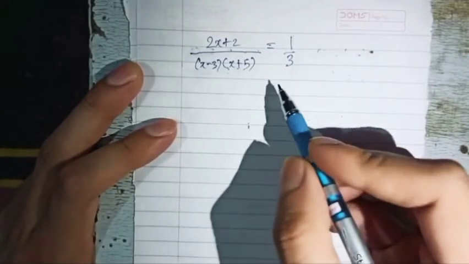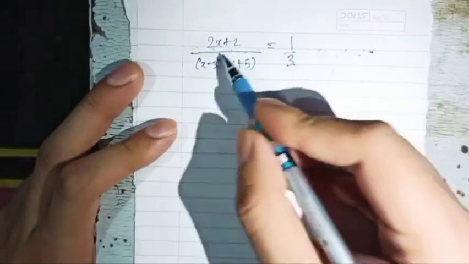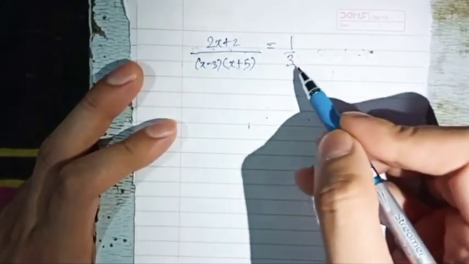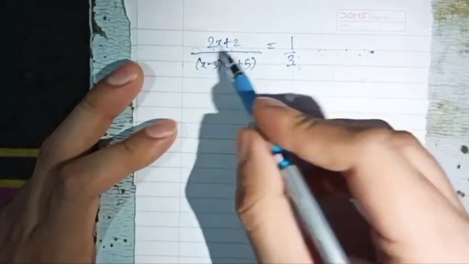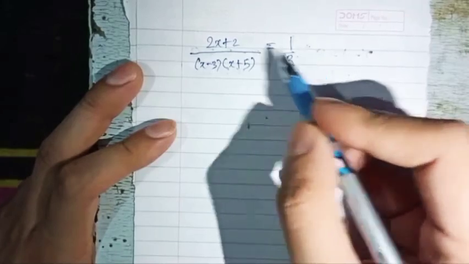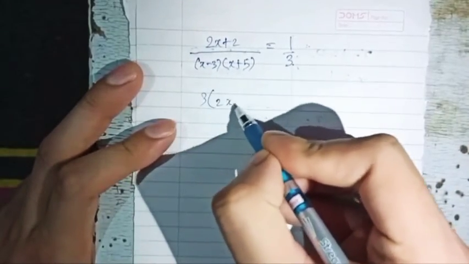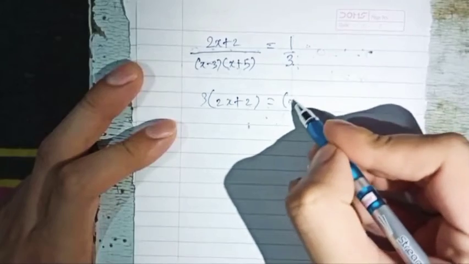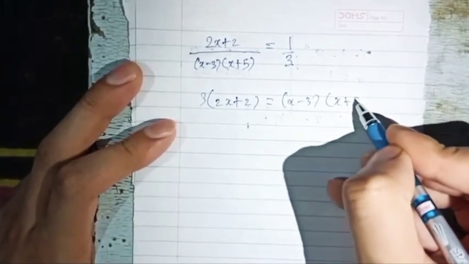Now we will simplify this equation. Cross multiplication we can do. 3 will multiply here and x minus 3 into x plus 5 will multiply on the right hand side. So 3 into 2x plus 2 is equal to x minus 3 into x plus 5.